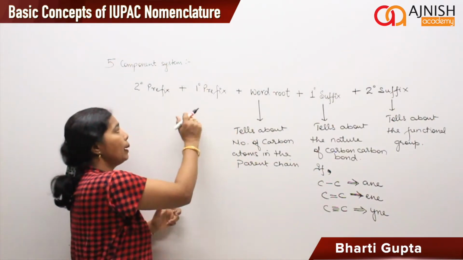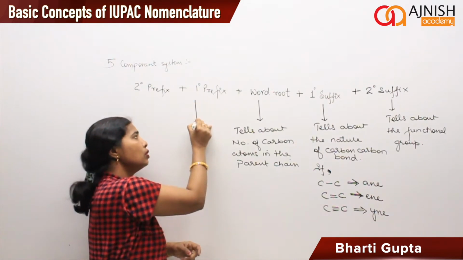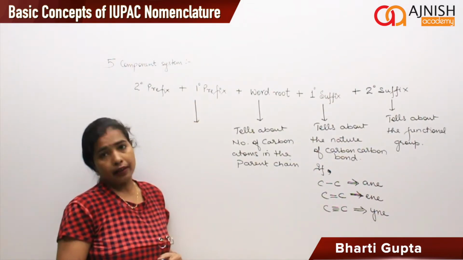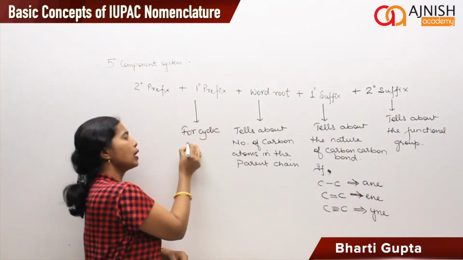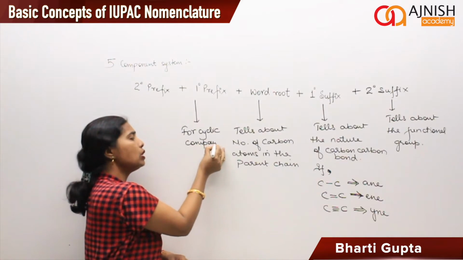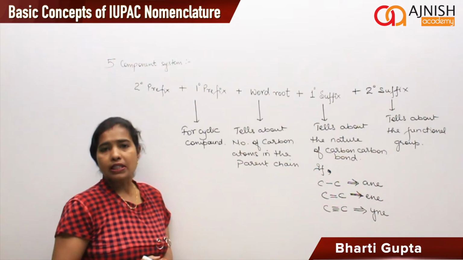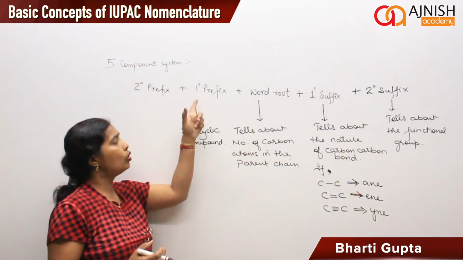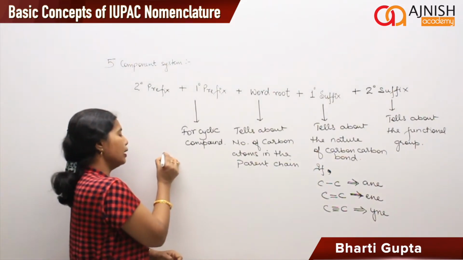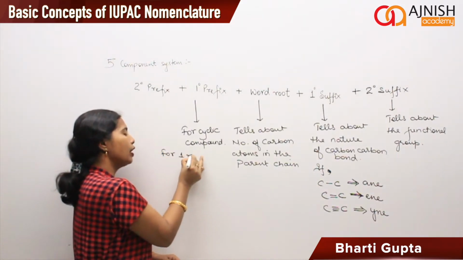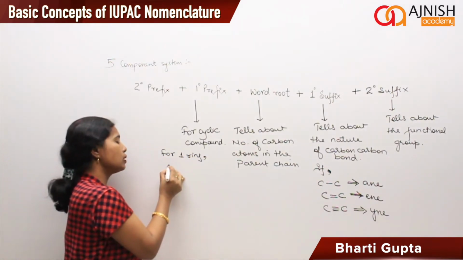Then, moving to the primary prefix. The primary prefix is used if the compound is cyclic, for cyclic compounds. If the compound is not cyclic, if it is an open chain compound, there is no need of using a primary prefix. For monocyclic compounds, that is, if there is only one ring in the compound, we use the prefix cyclo.